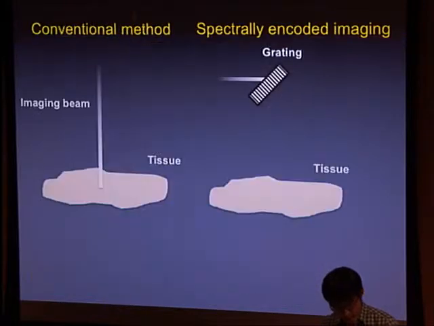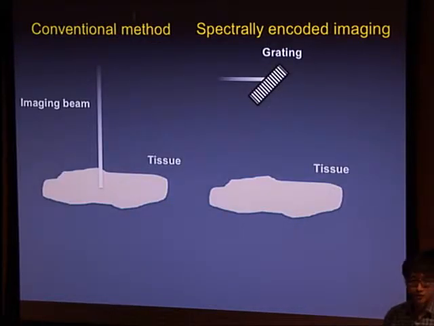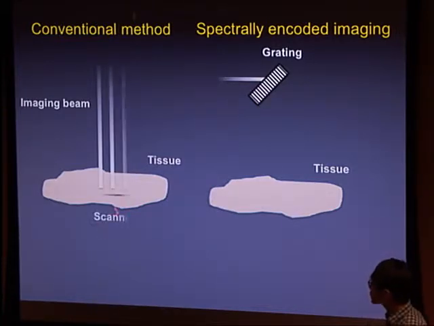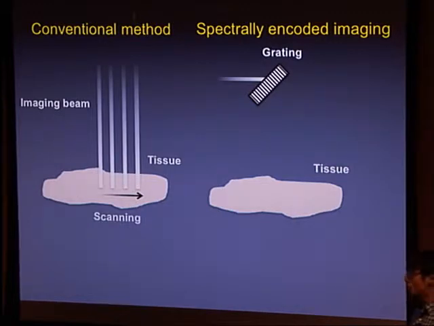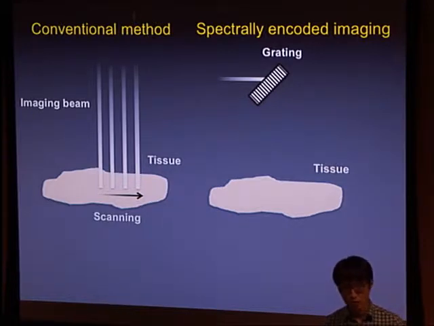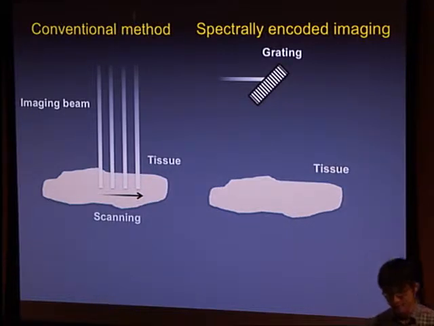In the conventional method of conducting confocal microscopy, as we have seen in the schematic diagram, you take a look at one point at a time. In order to generate an image, you have to move your imaging beam over the tissue using beam scanning devices, which are typically a galvo scanner or an acousto-optic modulator and things like that.